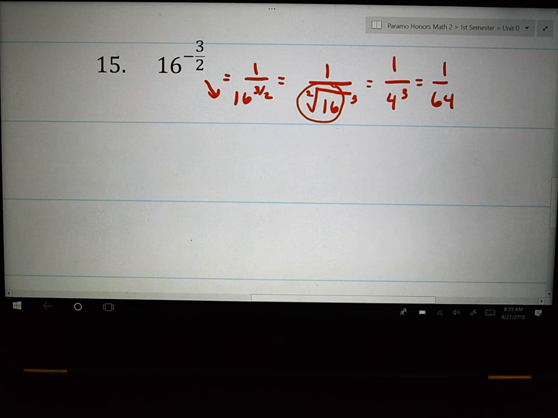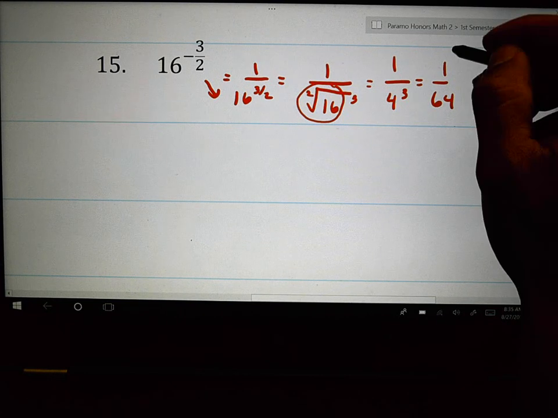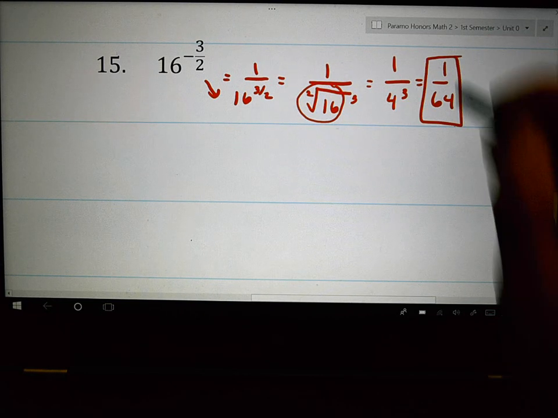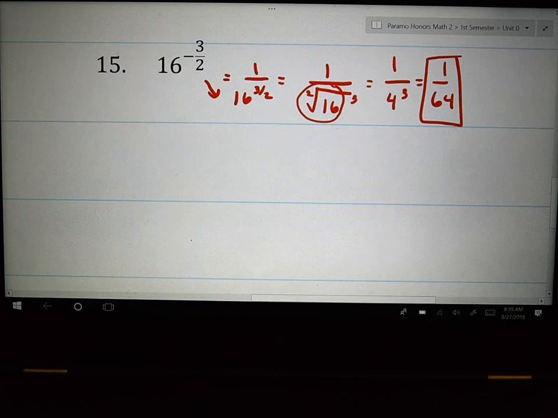Is it rationalized? There's nothing in the square root in the denominator. You may end up having to rationalize some of these just like you did in previous sections. So that's how it gets harder or more difficult.